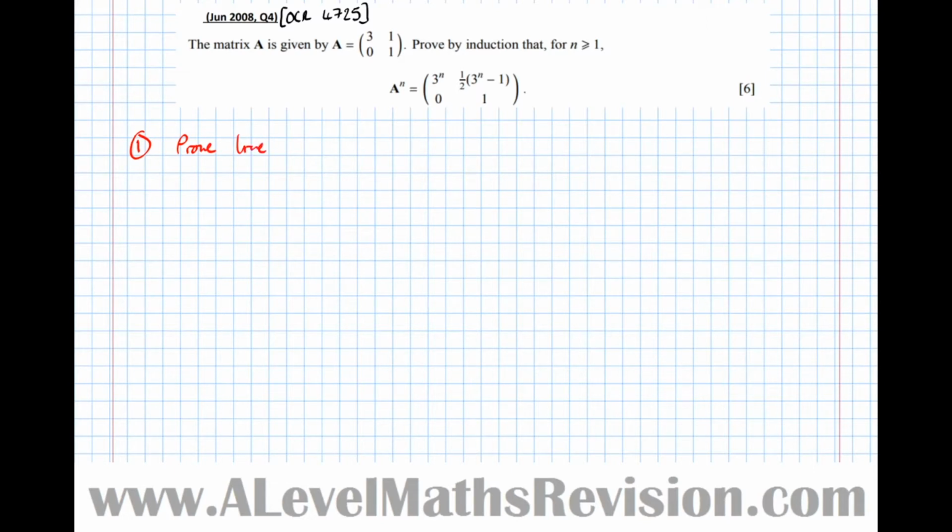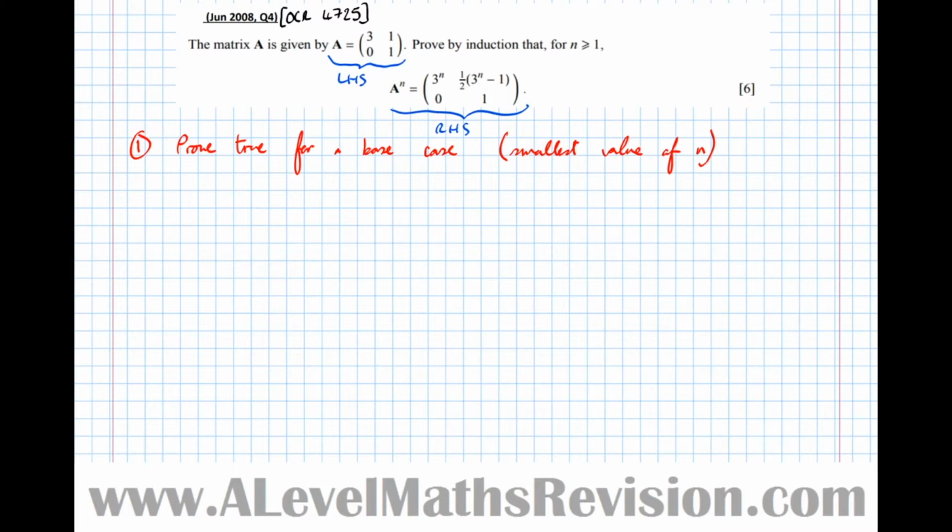prove true for a base case, which is going to be the smallest value of n. So we're proving it's true for a starter case. Well, I can see here that the smallest value of n is 1 because n is greater than or equal to 1. 1 is the smallest value of n. So what I'm going to do is refer to this here as the left hand side and this here as the right hand side, as typically that's what we do in proofs by induction.